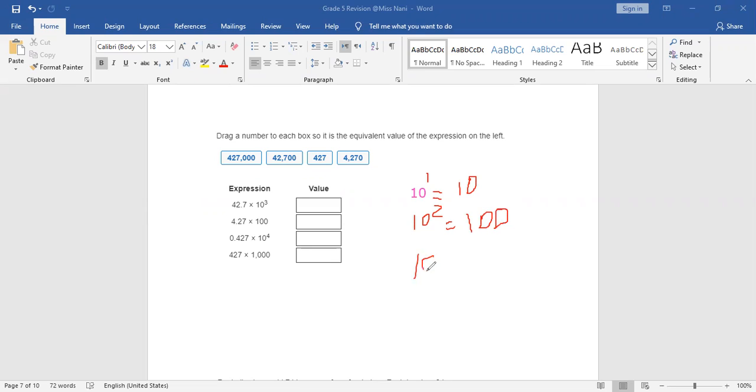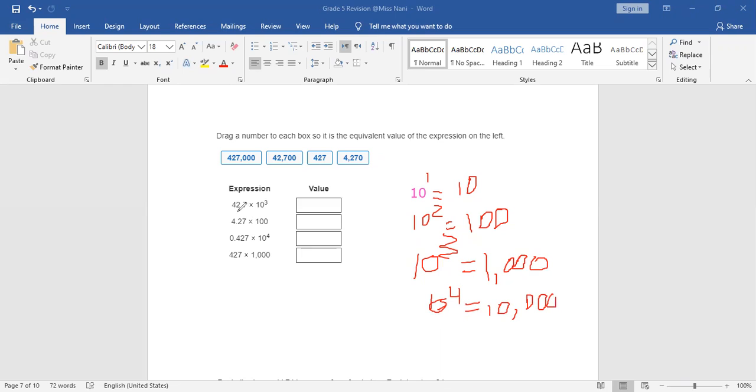10 to the power of 3 equals 1000, and so on, of course. 10 to the power of 4, sorry for the handwriting, equals 10,000, which is 4 zeros, and don't forget the comma when you write numbers, it's after every 3 digits.